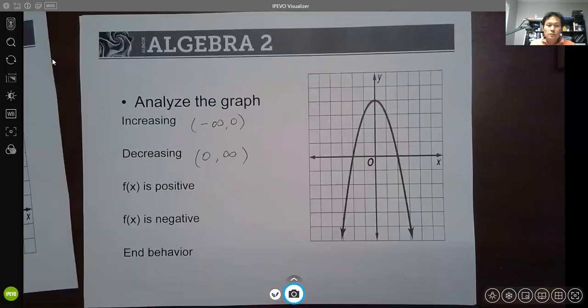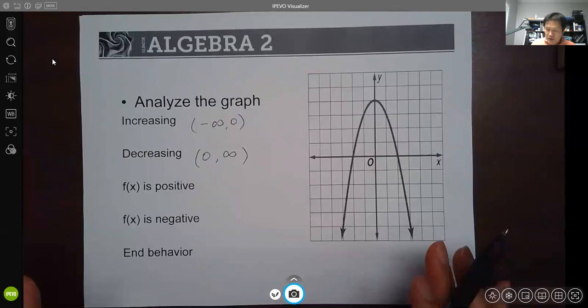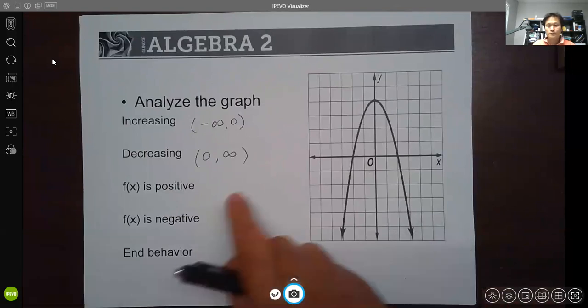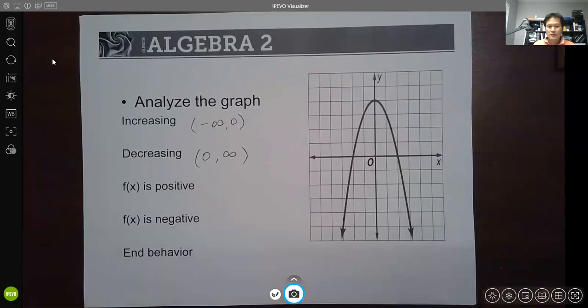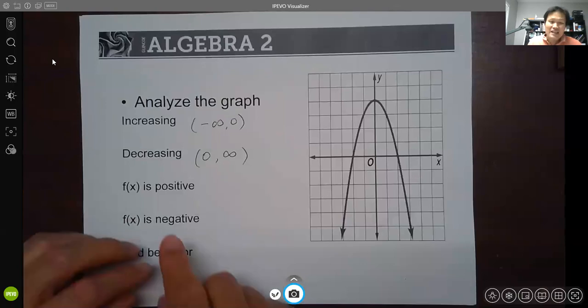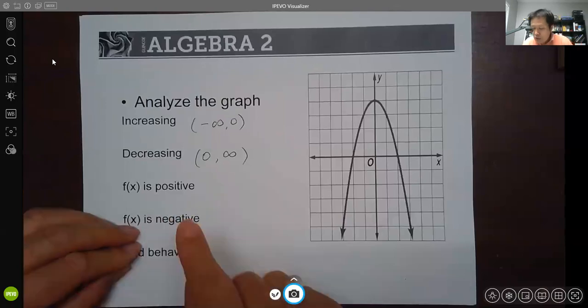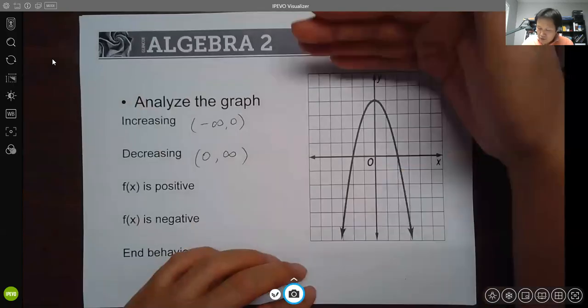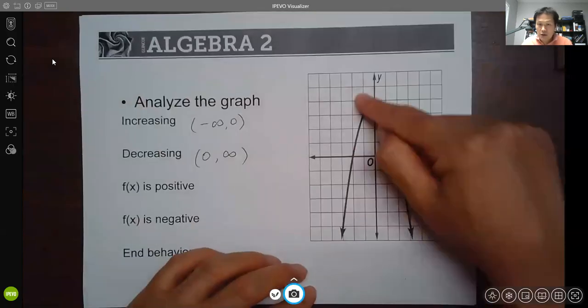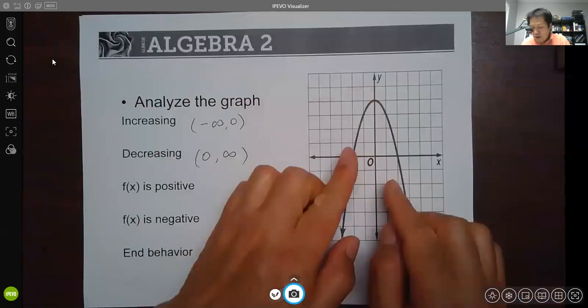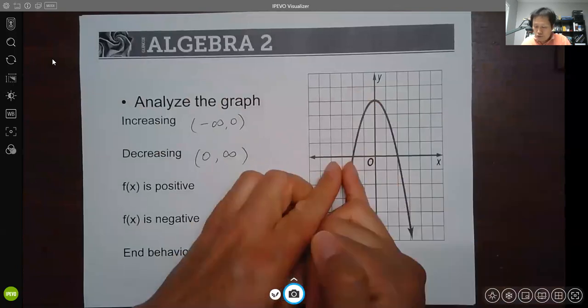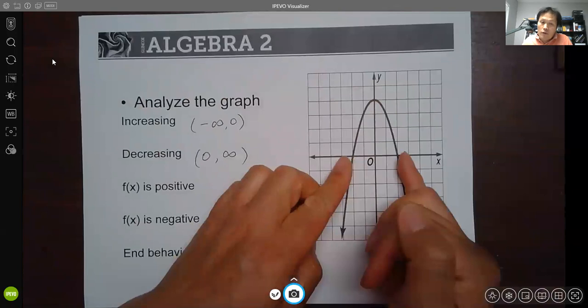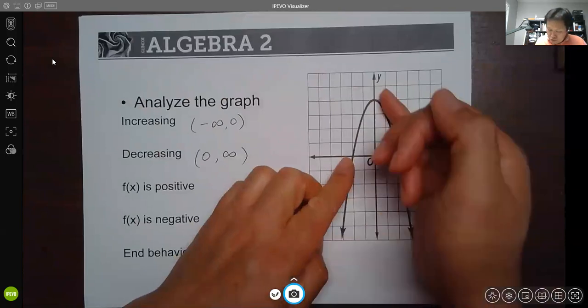Pause the video, please. You try this. Okay. F of x is positive. That means which portion of the graph is above the x-axis? Right here. This portion is above the x-axis. Where to where? X equals minus 2 to 2. That's where it is above the x-axis. Minus 2 to 2.